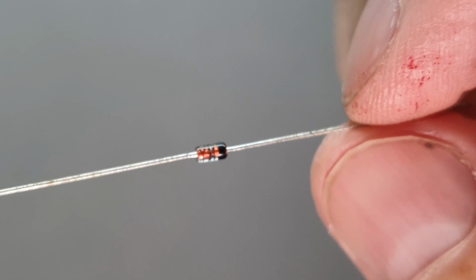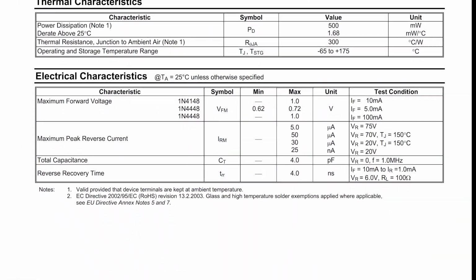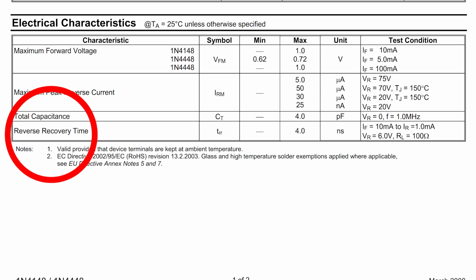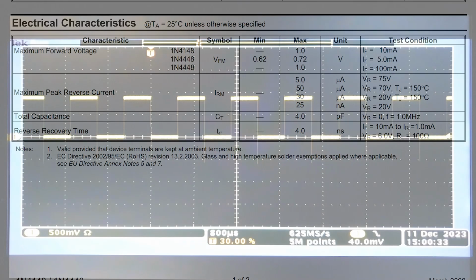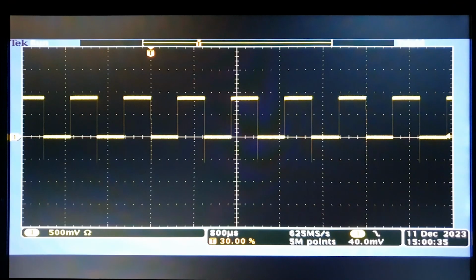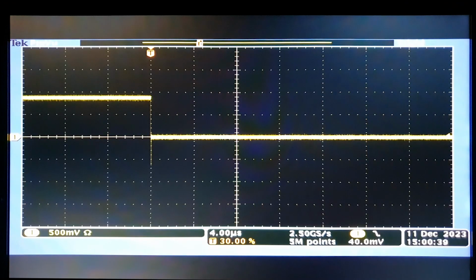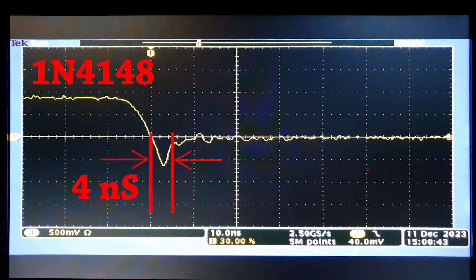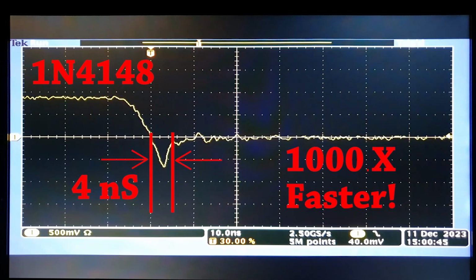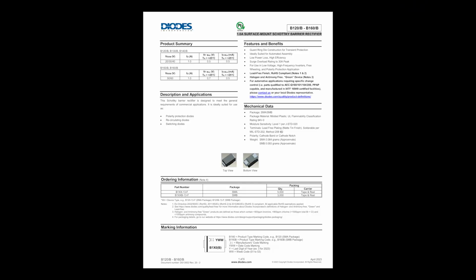For comparison purposes, let's take a look at the reverse recovery characteristics of a 1N4148 signal diode. These diodes are designed to switch low currents quickly. The data sheet states a reverse recovery time of 4 nanoseconds. That's 1,000 times faster. Looking at the scope, you can see it's actually true.